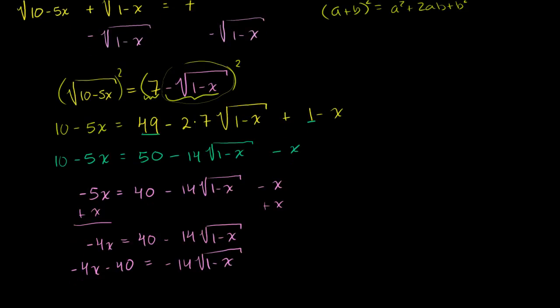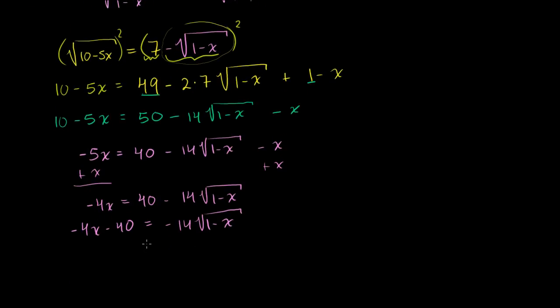Now, we could square both sides, but let's simplify a little bit. Let's divide both sides by negative 2. That'll get rid of all of these negative numbers and make the numbers a little bit smaller. So you divide everything by negative 2. We get 2x plus 20 is equal to 7 times the square root of 1 minus x. Just divided everything by negative 2. 40 divided by negative 2 is 20. 14 divided by negative 2 is positive 7.